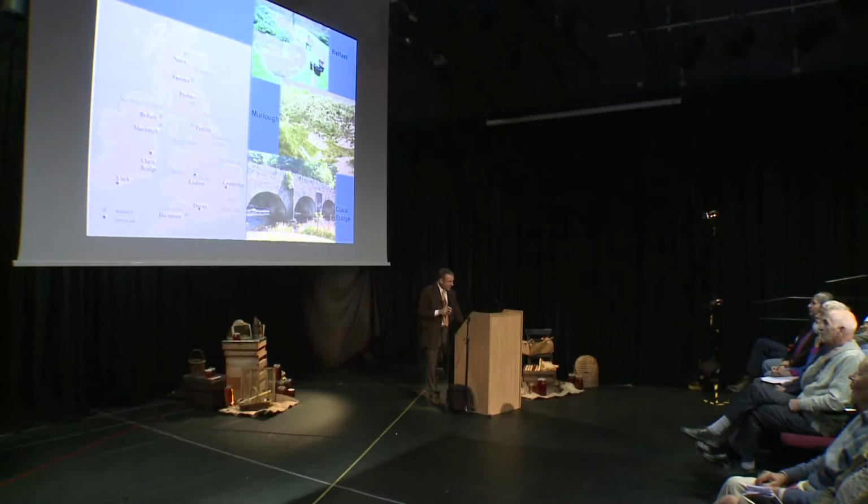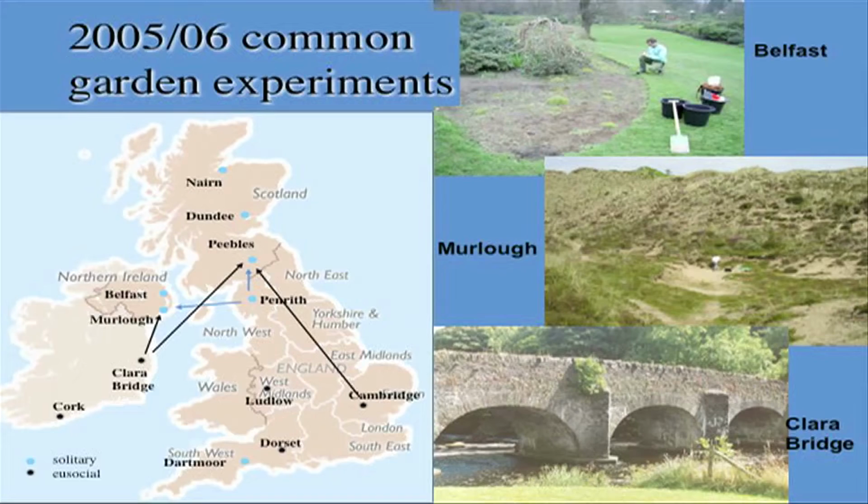So what do you do if you have a hypothesis? You run an experiment. And here's our experimental evolution. We moved bees from both southern populations, eusocial populations, and solitary populations up north to Peebles to see what they would do, because Peebles is a northern site where it's solitary. And what happened?